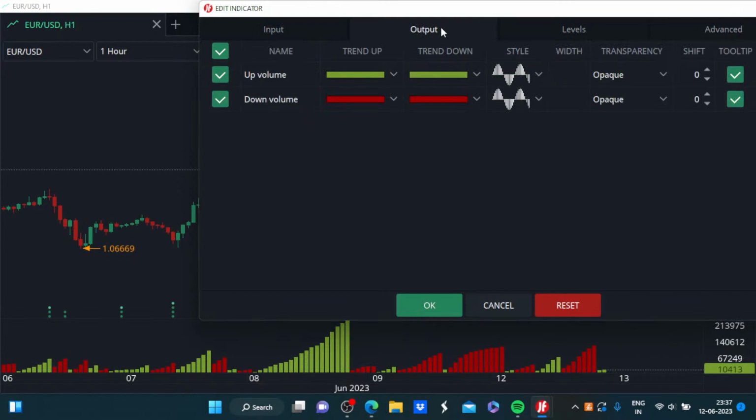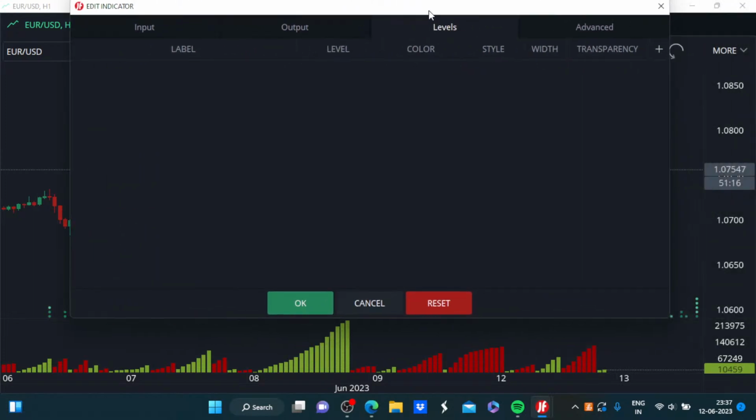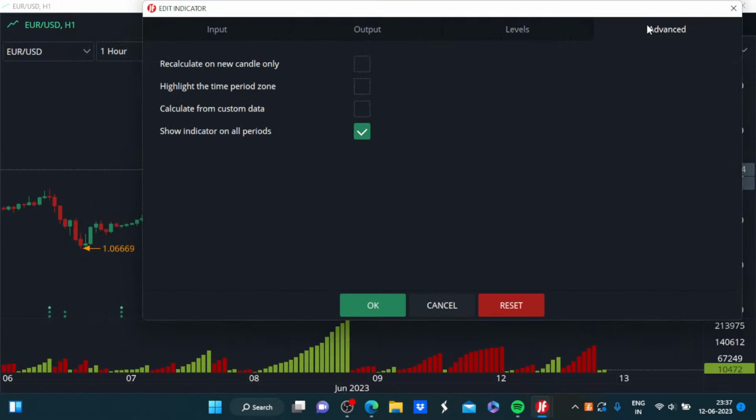For the output, you can go for different color combinations, so these possibilities are there on the platform. Up volume and down volume, if you feel like, you can change the color combination. Levels, there are no levels in place, but if you feel like, you can add levels as per your requirement. Recalculate on new candle only. This is not going to make much of a difference. Highlight the time period zone. Your difference calculation period will be considered and highlighted.